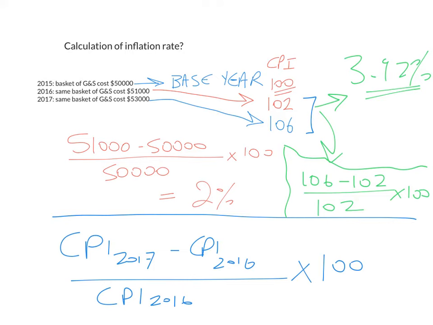To get it between one year and the other, once you've gotten the CPI figures, you just take the new CPI minus the old CPI, divided by the old CPI, times 100, and that should give you the inflation rate. I hope this example makes it clearer. So let's continue.